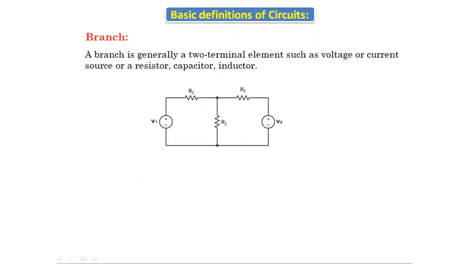Here it is also having two terminals. In between the two terminals there is an element. Which element are we having? We are having the voltage source. So this is also called a branch. In between the two terminals there is a resistor. This is also called a branch.